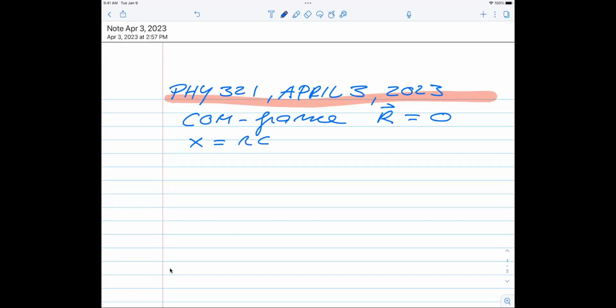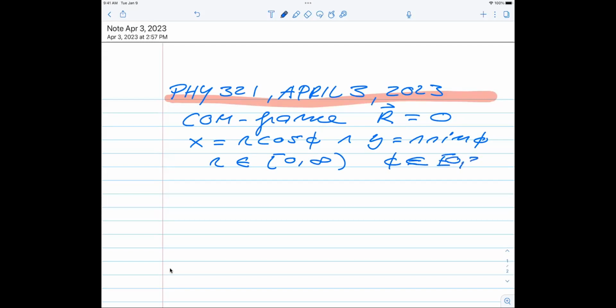So that means that we had x equal to r times cosine phi, and then we had y, which is given by r times sine of phi. And then we know that the radius lives between 0 and infinity, and the angle phi is defined to live between 0 and 2 pi.